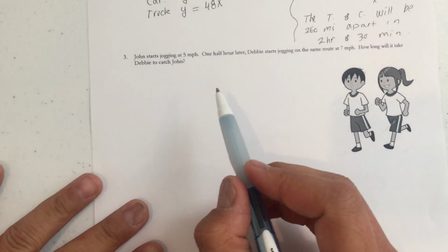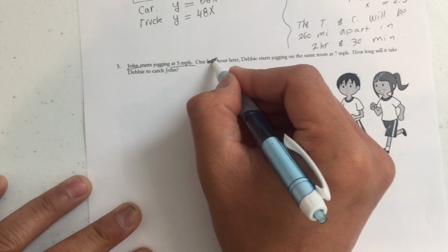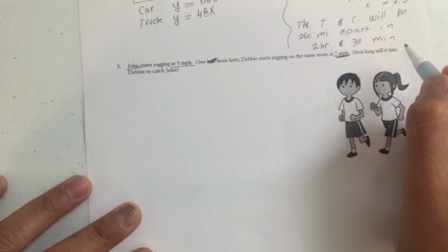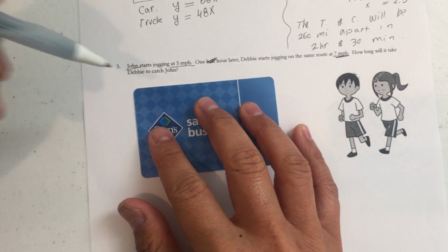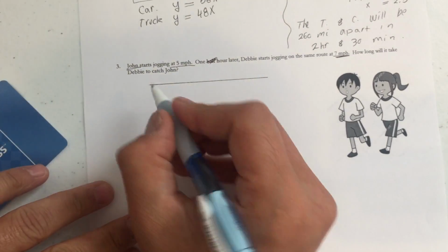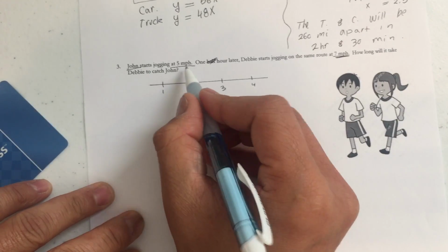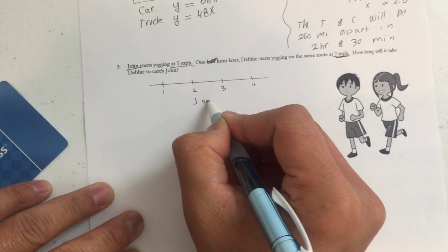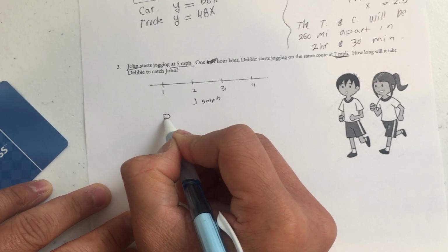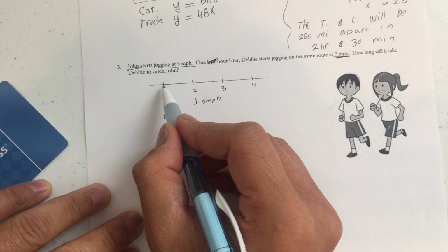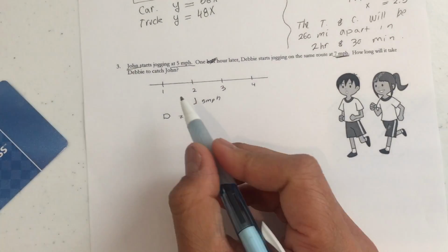John starts jogging at 5 miles an hour. 1 hour later, Debbie starts jogging on the same route at 7 miles an hour. How long will it take Debbie to catch up to John? A timeline is actually helpful for this problem so that you can visualize what's going on. One, two, three, 4. John starts jogging at 5 miles an hour. So here's John. Debbie starts jogging 1 hour later on the same route. So this would be Debbie right here. Once Debbie started, if Debbie is 1 hour into her jogging, then John would have been 2 hours into his. That's why I backtrack 1 hour, as you can see.